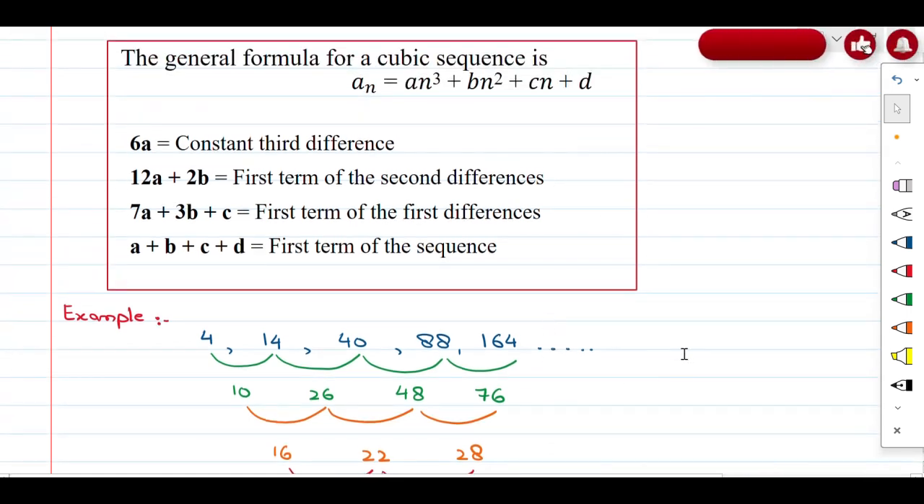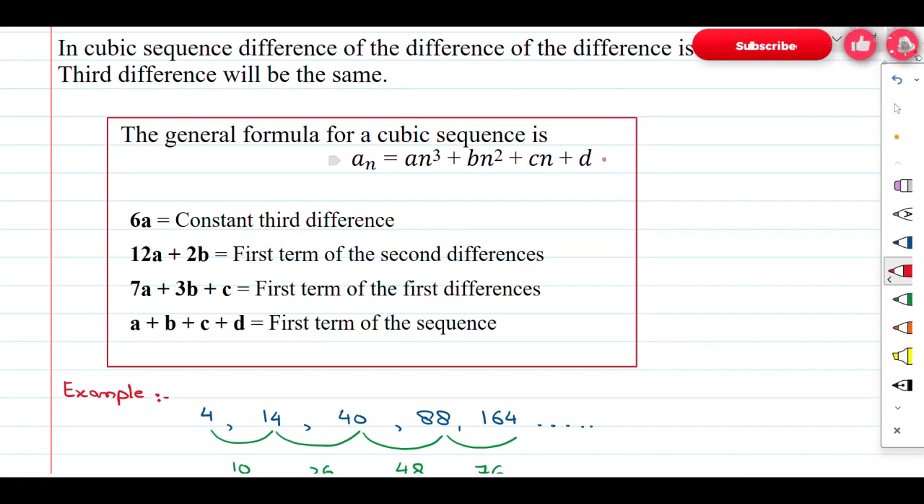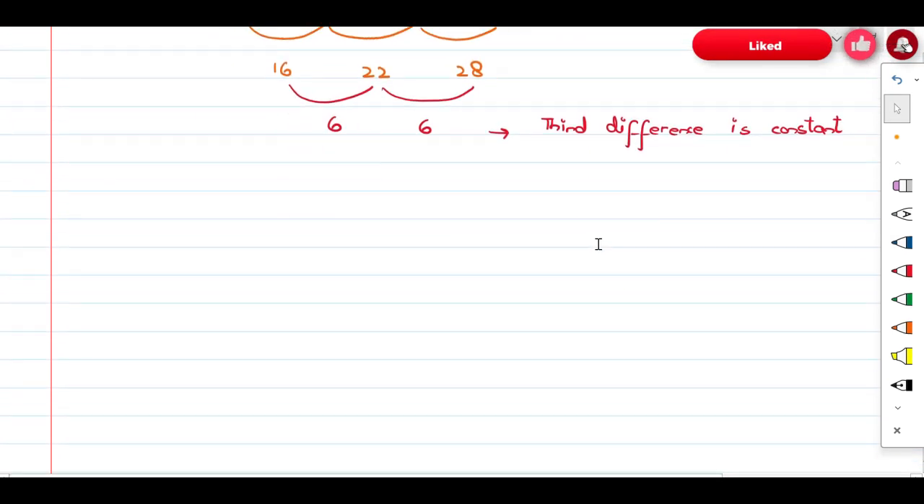So for the cubic sequence, the general term formula is this. But before doing that, we must know what A, B, C, and D are. How do we get these values? We must remember these four equations. Let me start with the first equation, which is 6a equals the constant third difference, which is 6. So from here you will get the value of a. So a should be equal to 1. So I got the value of a.